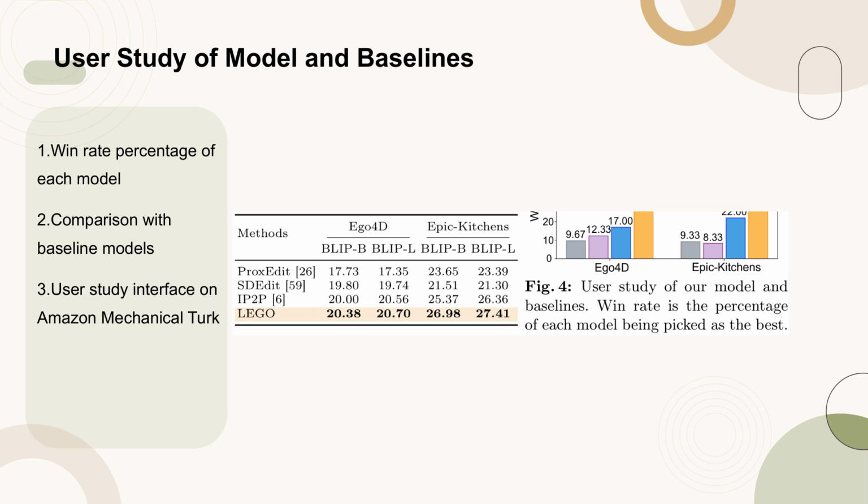To minimize bias, 5 AMT raters annotated each example, resulting in 300 samples for each dataset. The user study interface is detailed in the supplementary material. The results show that our model surpasses the best baseline by 44% and 38.34% respectively on Ego4D and Epic Kitchens, validating the superiority of our model.